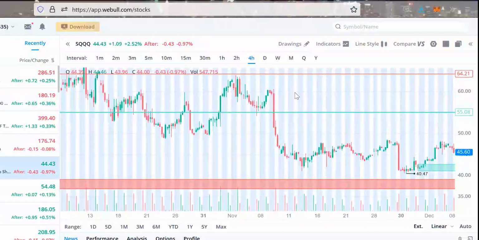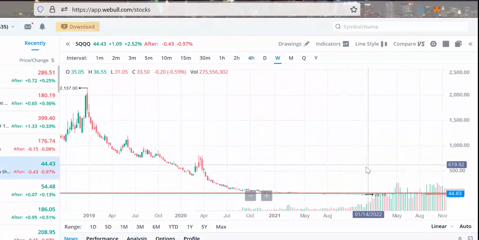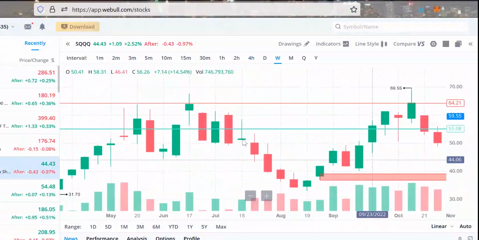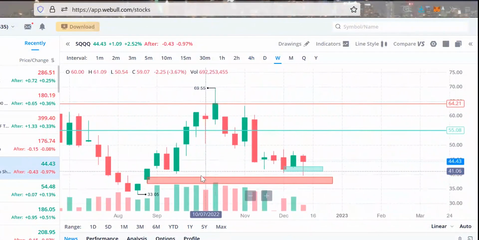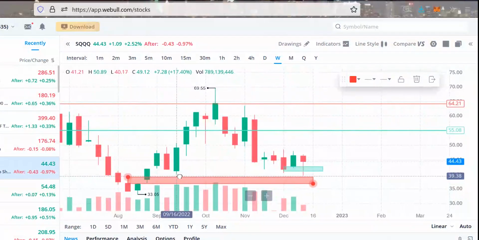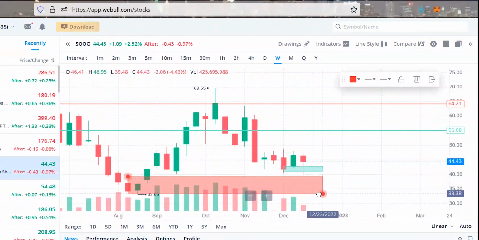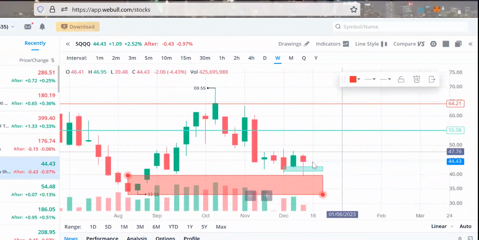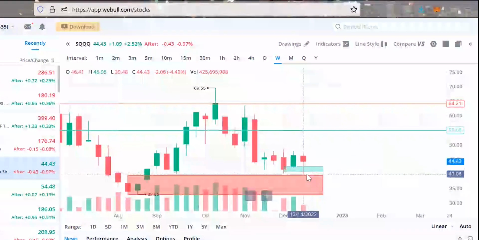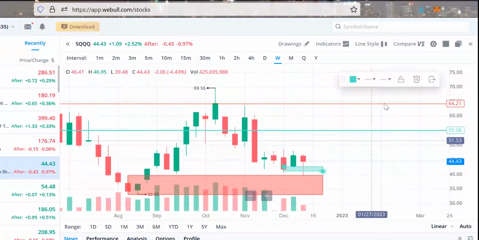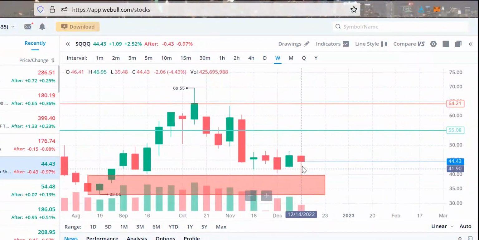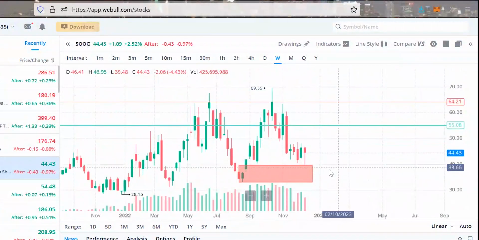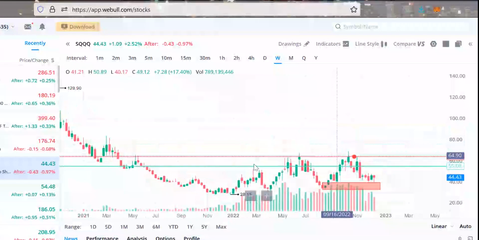I did this with the SQQQ. You could do this with any stock, any time frame. Order block right here, this low, right there. Well, we didn't get that touch yet, but you guys can see it moved up, it ripped up. Let me take this out. It ripped up, it bounced from there. That's not a coincidence, you guys.